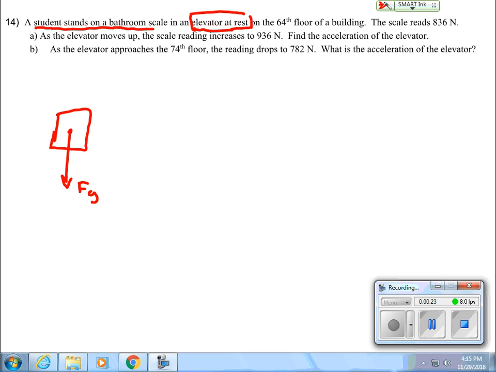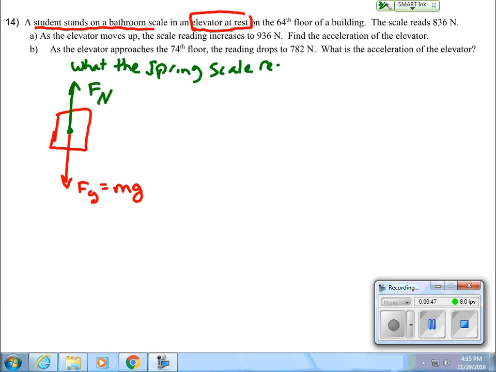He has force of gravity, and that would be mass times gravity. We don't know what the mass is, but we do know force normal. Force normal is what the spring scale reads when not moving.